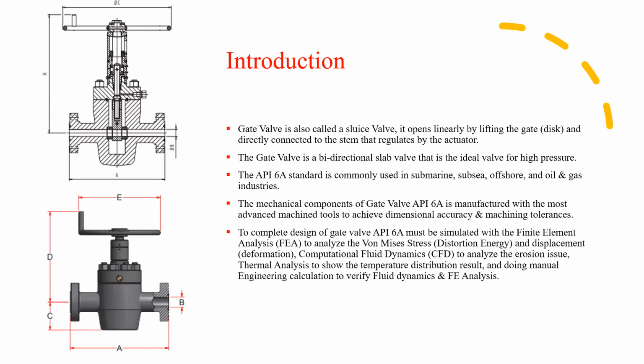The mechanical components of a gate valve API 6A are manufactured with the most advanced machine tools to achieve dimensional accuracy and machining tolerance. Also, the 6A is mostly produced by machining techniques. However, the 6D is mostly produced with a die casting method.